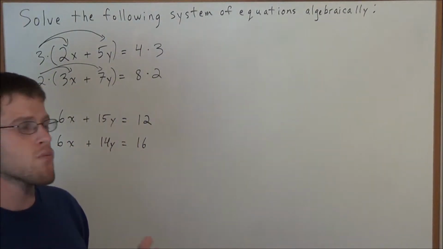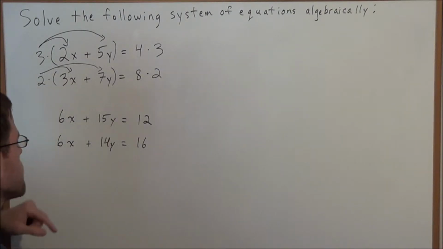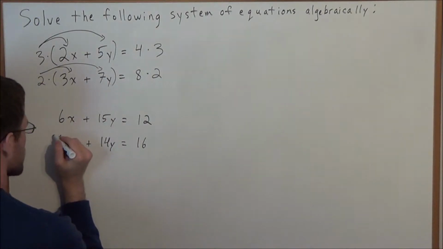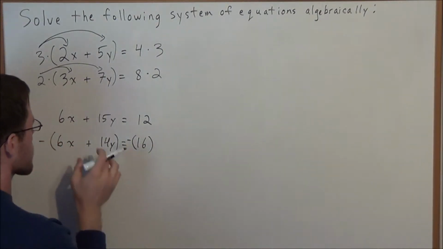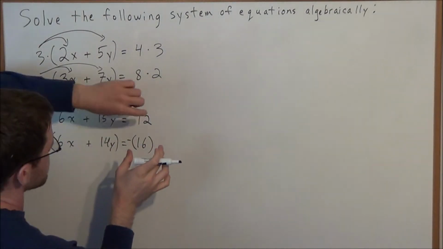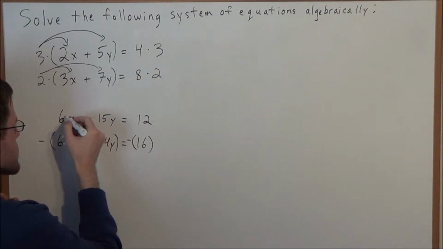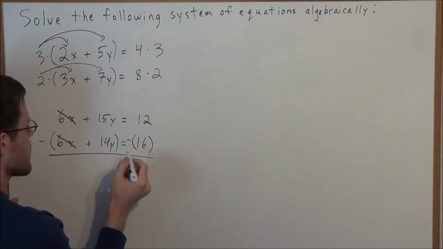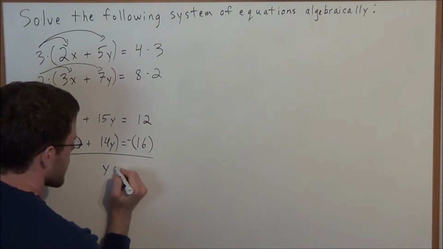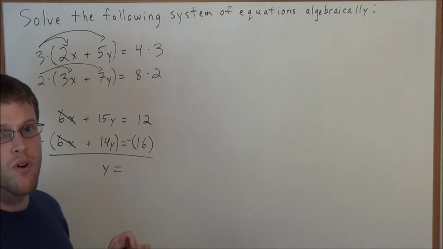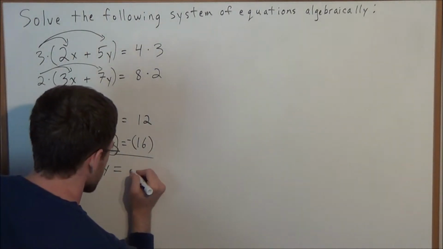So now we just accomplished what we needed to. We have matching terms. The 6x and the 6x in the top and bottom match. So now we could subtract the bottom equation from the top equation. So we're going to subtract the left-hand side, and we're going to subtract the right-hand side of both of these equations. So now we have 6x minus 6x is going to cancel. And then we have 15y minus 14y is 1y, or we could just write this as y. So we have y equals, and now we subtract the right-hand side of both of these equations, and we have 12 minus 16 is negative 4.